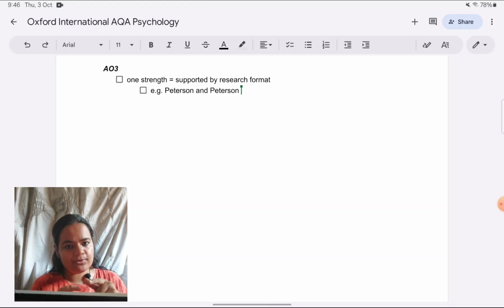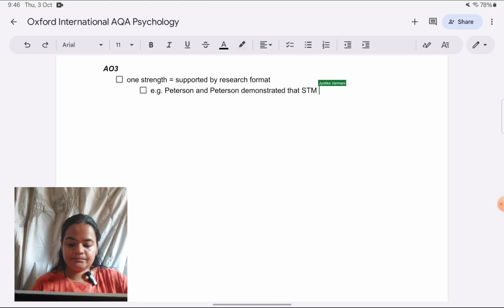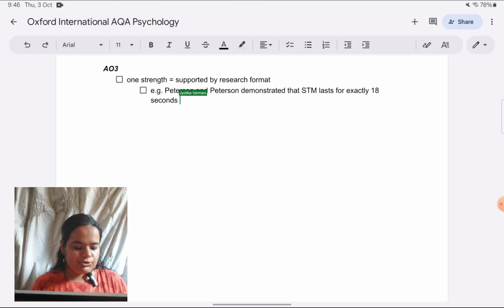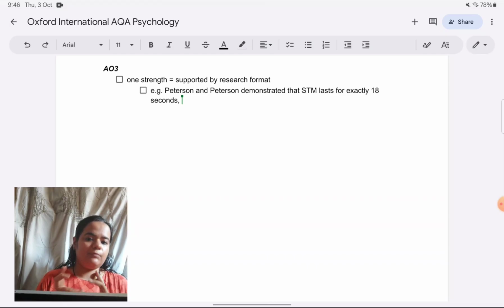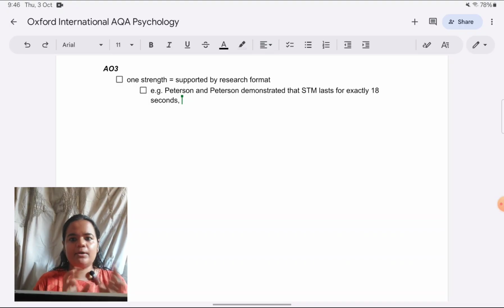What was the essence of it which supported the MSM? So Peterson and Peterson demonstrated that short-term memory lasts for 15 to 20 seconds. In their study, it was exactly 18 seconds. So we need to be relevant to the study. Sorry, I was not supposed to write 15 to 20. I should write 18 seconds. Also, it cannot be completely devoid of the task. Just because I don't have scope enough to cover the procedure does not mean I will not talk about the task at all, which was done in the study. How they demonstrated it, briefly, in 1-2 lines I will explain.